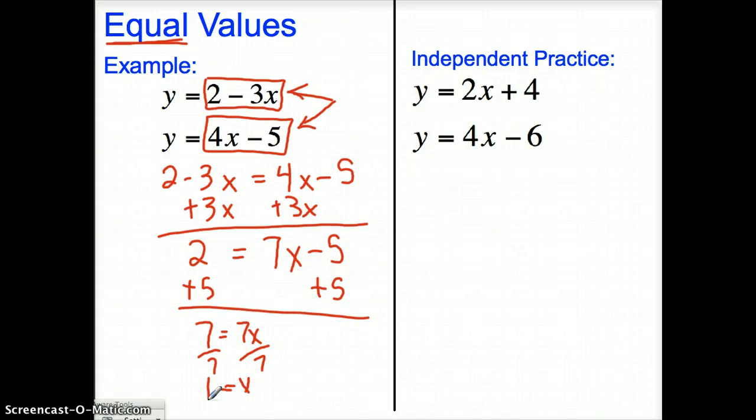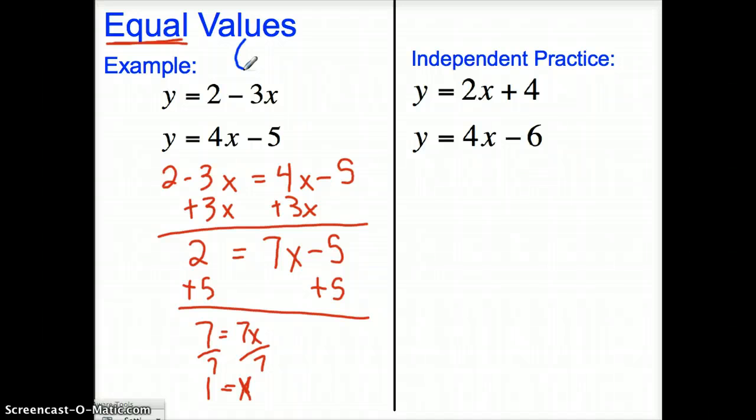So apparently when x is 1, these two rules will give the same y value, and that's a point they will have in common. So let's take a look at that situation here. If I plug in 1, I should get the same value, because remember, we're trying to find any points they have in common. So my answer should be in the form of a point, so I'm not quite done with this problem yet. I found x, but a point has x and y, so I still need to find y by plugging in 1 for x.